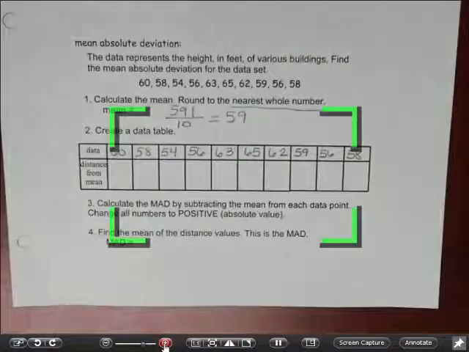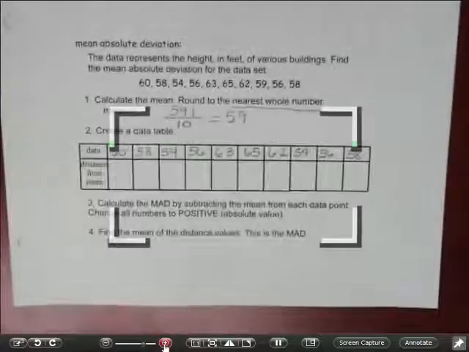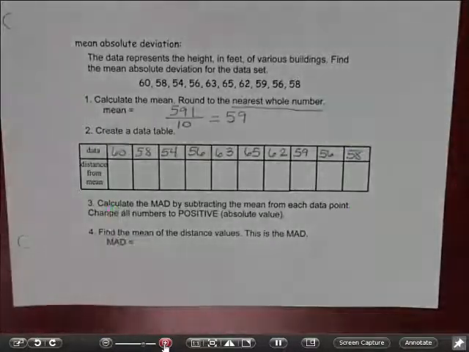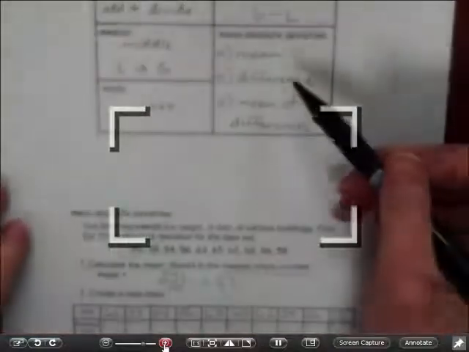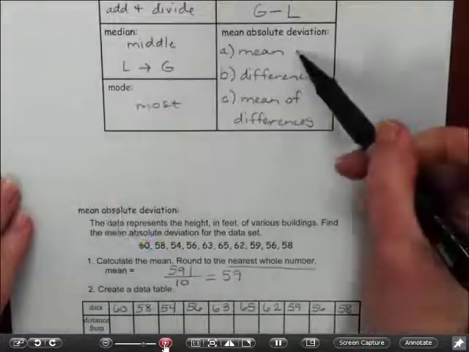Because we don't need them in order on this assignment. We're not doing the median, so because we're not doing the median, we don't have to have them in order. Okay, so if you go back to this, remember that I told you your 3 steps are mean, difference, mean. We did the mean.